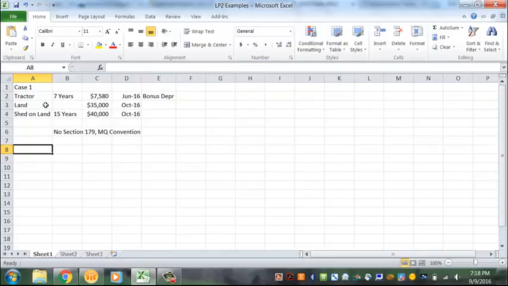It's telling us that there was a tractor purchased. It has a 7-year useful life. It was purchased for $7,580 in June of 2016. It is supposed to be taken bonus depreciation on. There was also land that was purchased in October of 2016 for $35,000, and a shed put on that land in October of 2016 for $40,000. That has a 15-year useful life. Now, if you remember back, land does not get depreciated, so it's more or less in here for a reference, but we do not do anything as far as the Form 4562 goes for this.